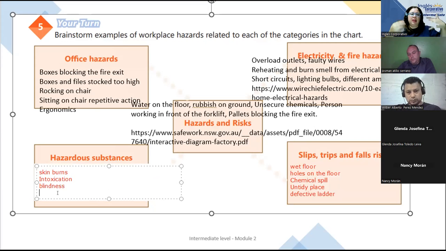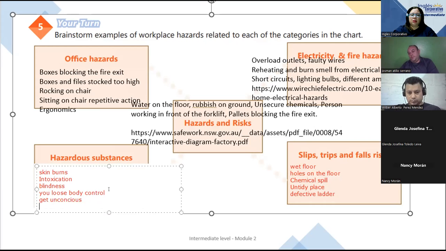If it spills on your eyes, then you can get blind, right? You can get blind. Intoxication by smelling, intoxication by consuming, right? You cannot have your body control. Like this, body control, but a brain shock. Yeah, a shock. You lose body control. Get unconscious, right?